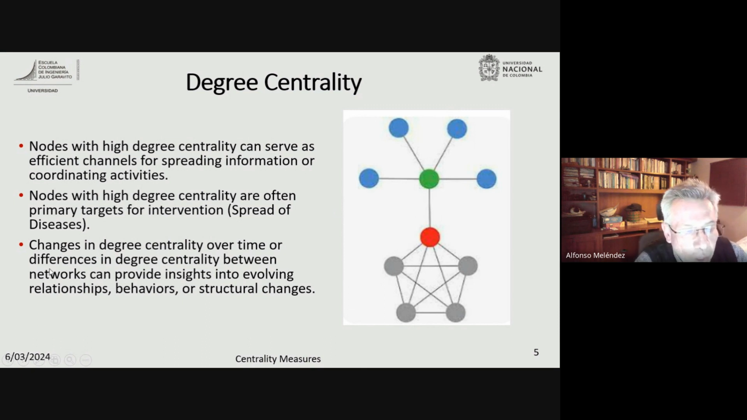Changes in degree centrality over time, or differences in degree centrality between networks, can provide insights into evolving relationships, behavior, or structural changes. This is important. We are not going to deal with temporal or dynamic networks that vary over time, but seeing the evolution of a network, for example a person in a social network who is gaining friends, gaining people who follow them, is important, because those persons whose number of neighbors is increasing could be very important in the future for the social network. So also in dynamic networks that vary over time, degree centrality is important.